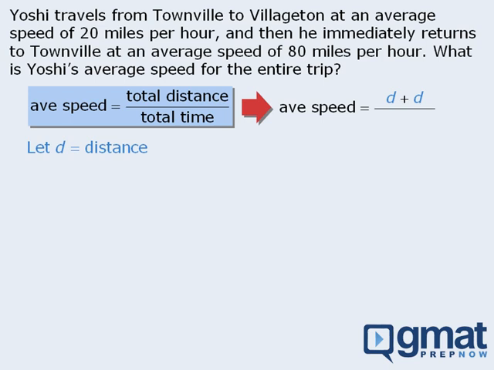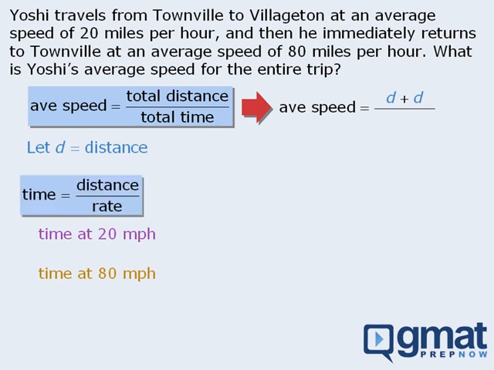Next, we need to find the total time traveled. Now, please recognize that there are two times to calculate here: the time spent traveling at 20 miles per hour and the time spent traveling at 80 miles per hour. Since the question does not provide any times, we must calculate these times using the time formula. The time spent traveling at 20 miles per hour will equal D, the distance between the towns, divided by the speed of 20 miles per hour. Similarly, the time spent driving at 80 miles per hour will equal the distance D divided by the speed of 80 miles per hour.